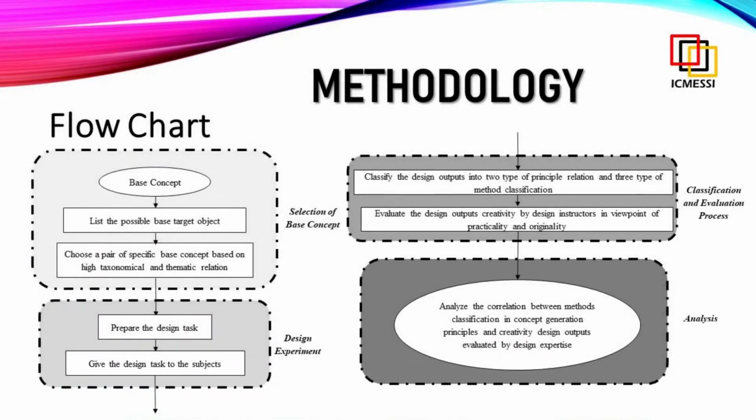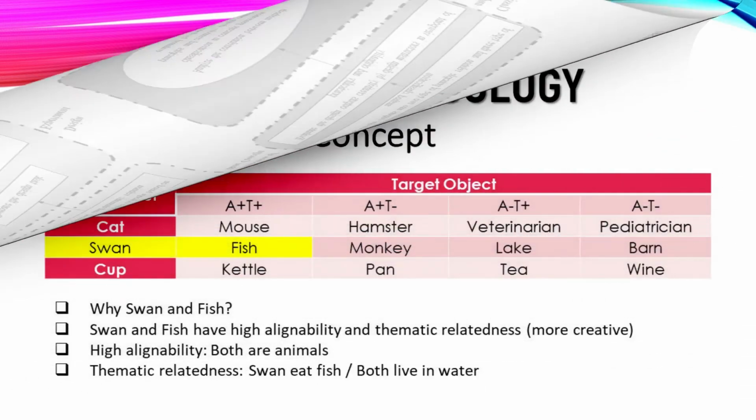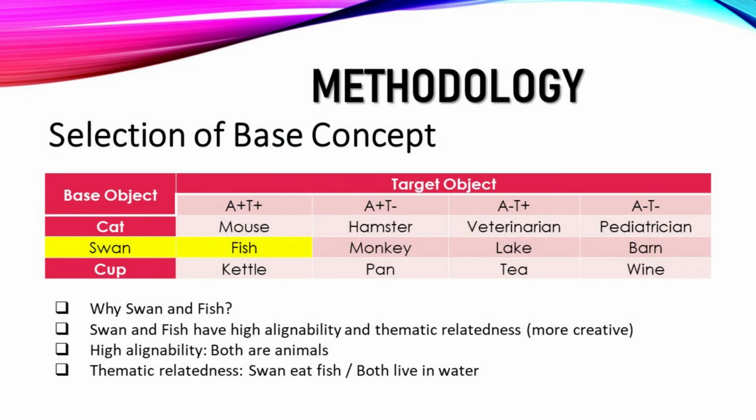We proceed to explore the methodology of my research. As you can see in the flowchart, there are 4 parts of methodology. The first part is selection of base concept, followed by design experiment, classification and evaluation process, and finally the analysis. For selection of base concept, the swan and fish base concept is chosen. The selection of this base concept is based on discussion with other researchers after listing a lot of possible base and target objects.